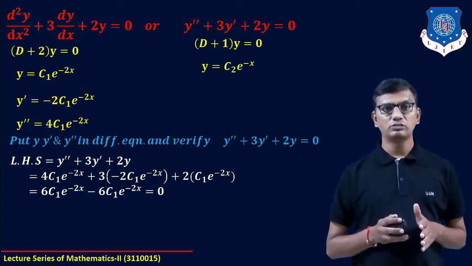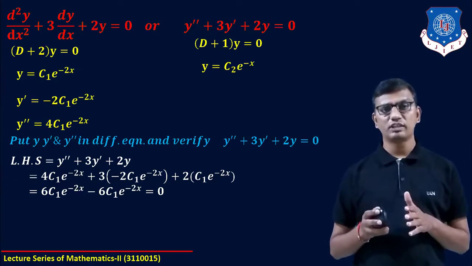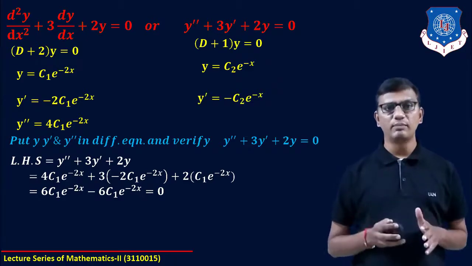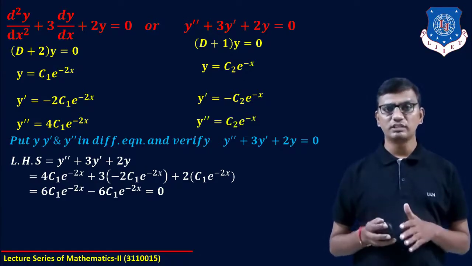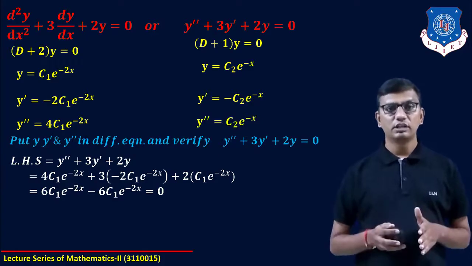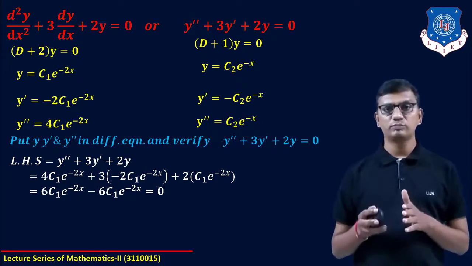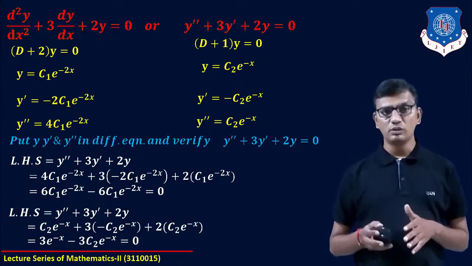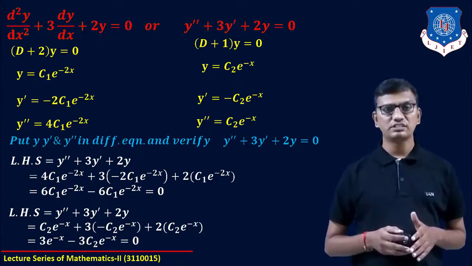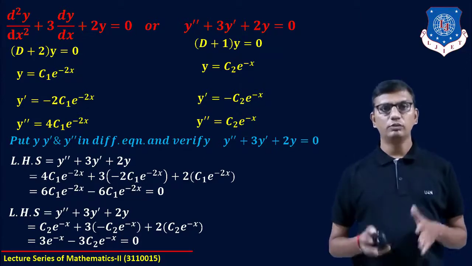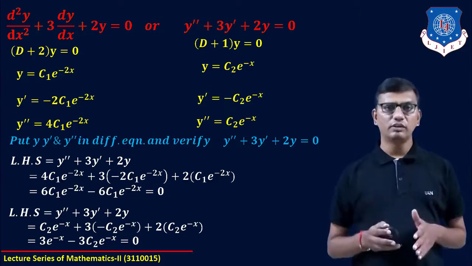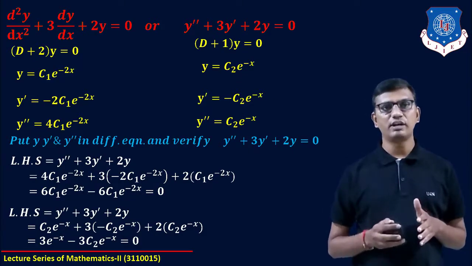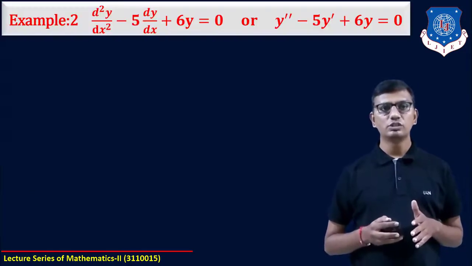As well, the second solution is c2 e raised to minus x, and y dash is minus c2 e raised to minus x. Y double dash is c2 e raised to minus x. Now we put these in y double dash plus 3y dash plus 2y equal to 0, and then we get the RHS as 0 after putting e raised to minus x in the LHS. Therefore, both are solutions of our original differential equation d square y by dx square plus 3 dy by dx plus 2y equal to 0.